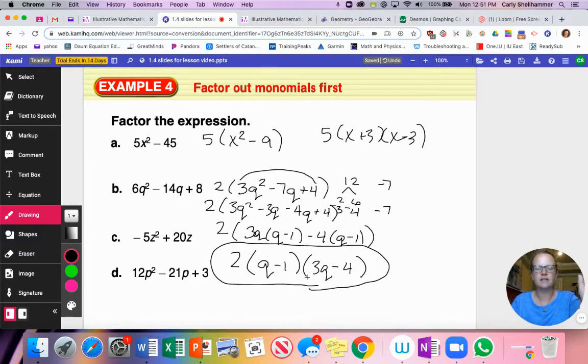Now pause for a second. How could we check this? Let's say I'm worried that I made a mistake. How could I check it? Well, what I would do is FOIL those two binomials and then distribute the 2 through your new trinomial. And then you could see if you got the right answer. Okay? All right. Let me see if I have a new page.